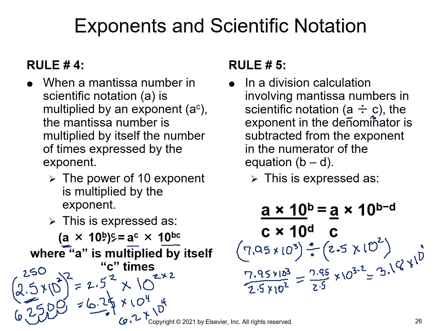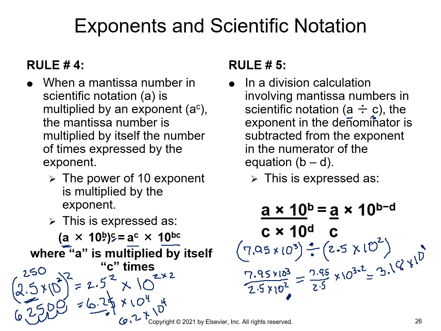So got to look at a couple of things. We got to divide a by c, but then we also have to subtract the denominator exponent from the numerator exponent. So the denominator is 10 to the 2nd, so we got to subtract that 2 from that numerator 3, so that gives us times 10 of 3 minus 2. So when we work that equation out, that gives us 3.18 times 10 to the 1.